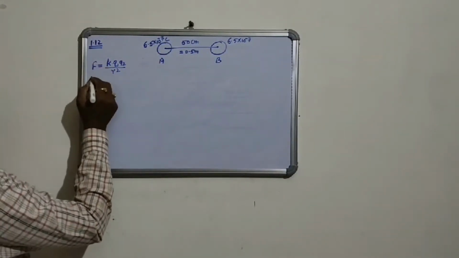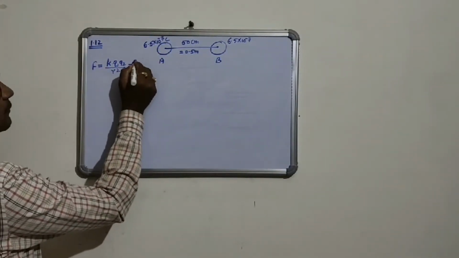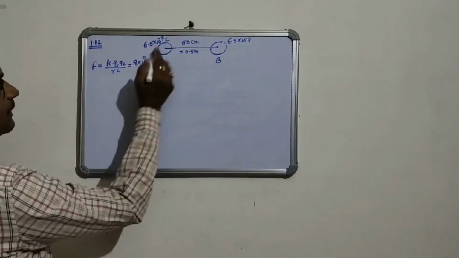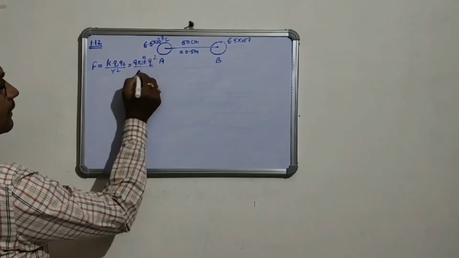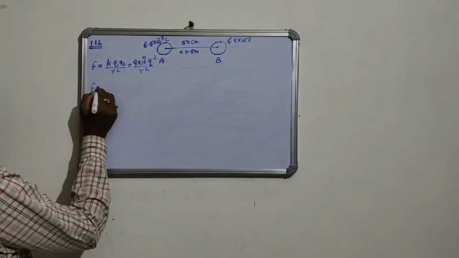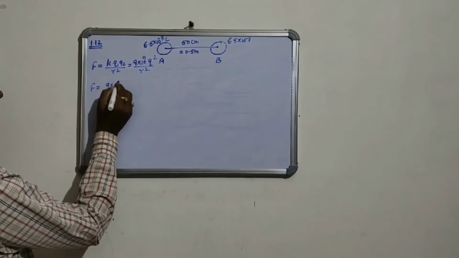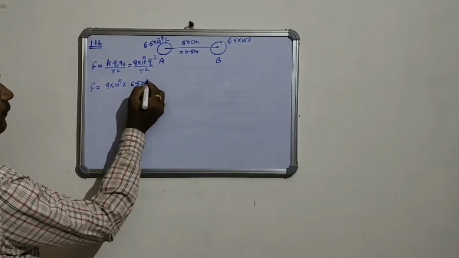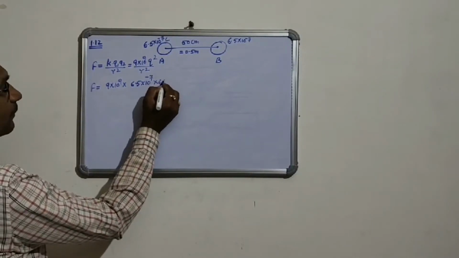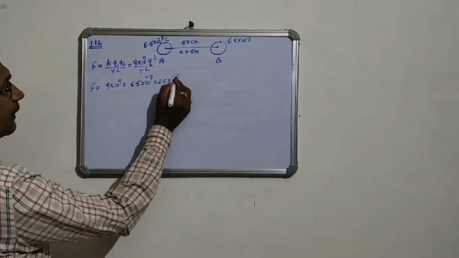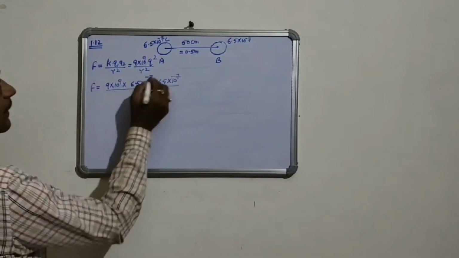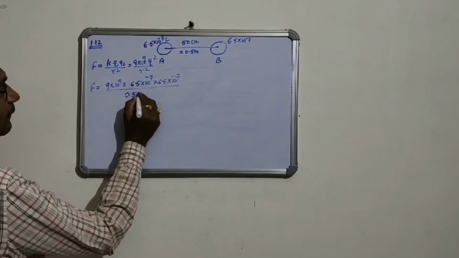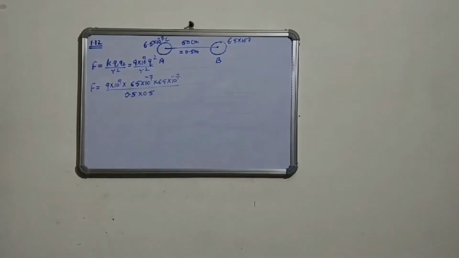So we can put here K equals to 9 into 10 to the power 9. Q1 is equal to Q2, both having the same magnitude, that's why it is Q square by R square. Now we can put here 9 into 10 to the power 9 into 6.5 into 10 to the power minus 7 into 6.5 into 10 to the power minus 7 upon R square. R equals to 0.5 meter, so 0.5 into 0.5.